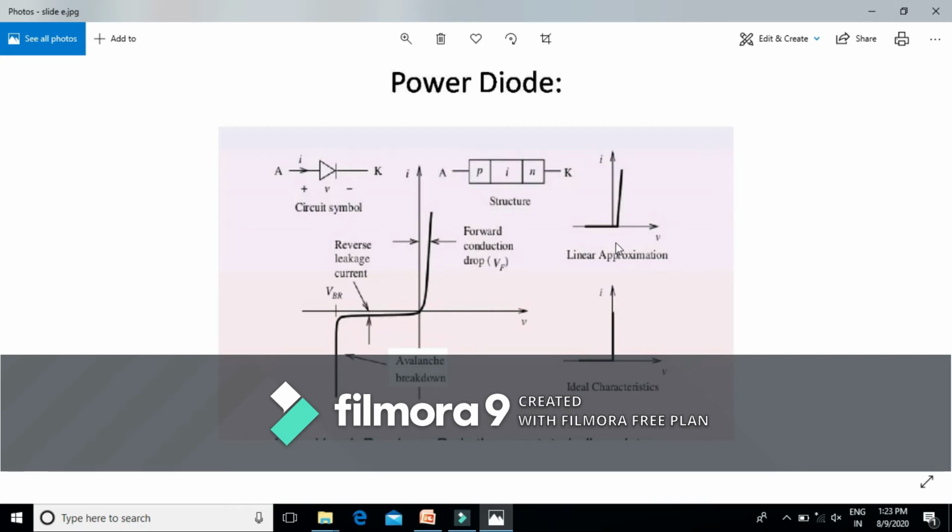The next diagram is the linear approximation and the ideal characteristics of a diode. For the ideal diode, the voltage drop during forward current, which is 0.8 to 1 volt for a power diode, is considered equal to 0. The forward current is treated as infinity. The leakage current is equal to 0, and the reverse voltage is considered as infinity.